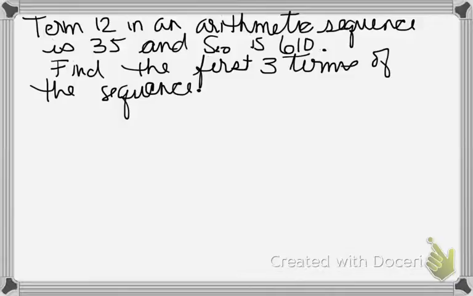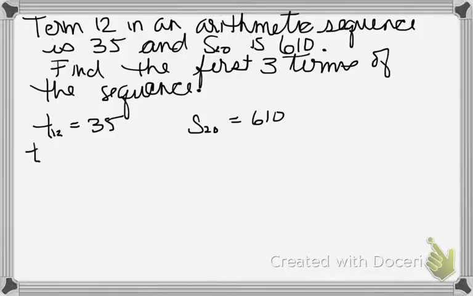Alright, the last question that I want to show you is a question where we have to use elimination to solve. So we're given that T12 in an arithmetic sequence is equal to 35, and that the sum of the first 20 terms of that sequence is 610. And we want to find the first 3 terms of the sequence. So in order to find the first 3 terms, I need to know what's the first term, the a value, and I need to know the d value as well.